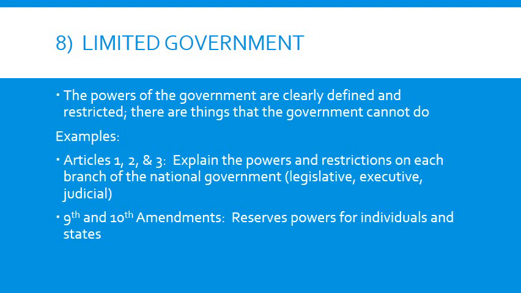Number 8, limited government. This means that the powers of the government are clearly defined and restricted, and there are certain things the government cannot do. Examples of this are found in our system of checks and balances in Articles 1, 2, and 3, which explain what each branch of the government can do and what they can't do. It's also found in the 9th and 10th Amendments, which specify that there are powers and rights belonging to individuals and states that are not listed in the Constitution.